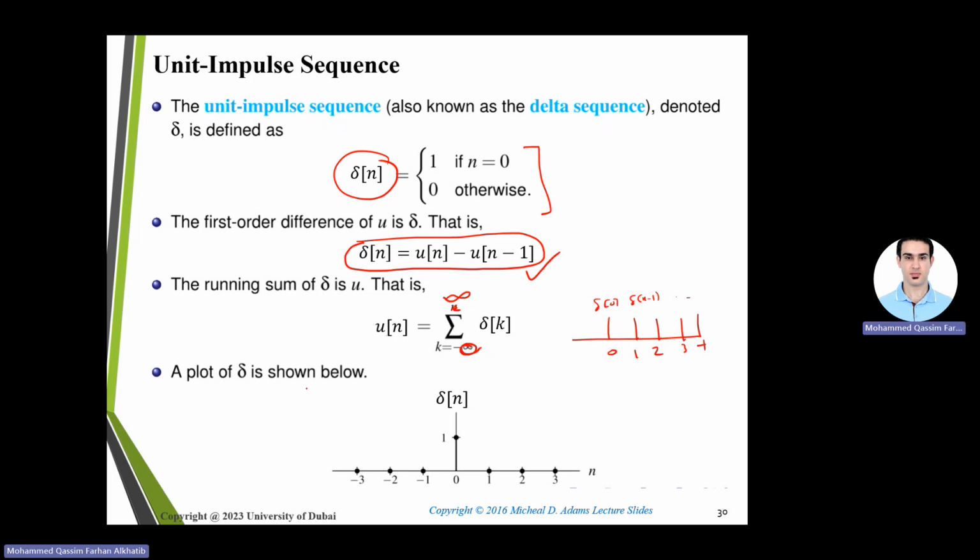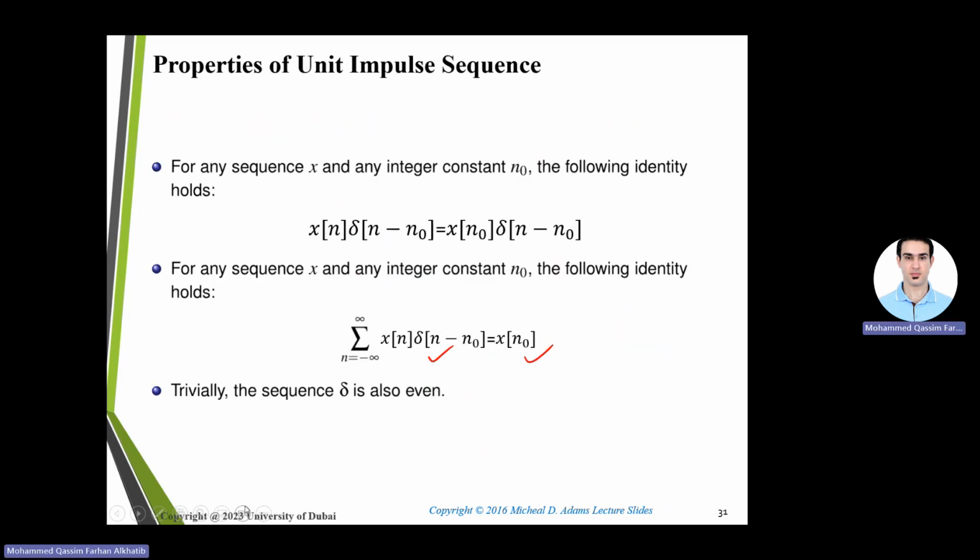Okay, a plot of delta is shown below. This one. This is the plot of delta. Just a pulse at n equals 0. Properties of the unit impulse function. That's a property we call shifting.